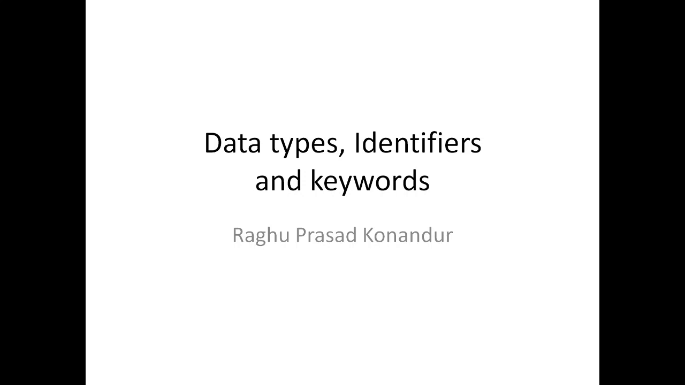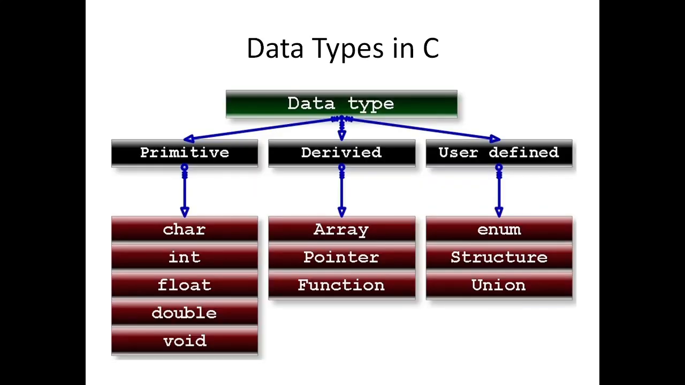I am Raghu Prasad Konandur. In this session, we will discuss data types, identifiers, and keywords. Every programming language has its own data types. C programming also has three main data types: primitive data types, derived data types, and user-defined data types.